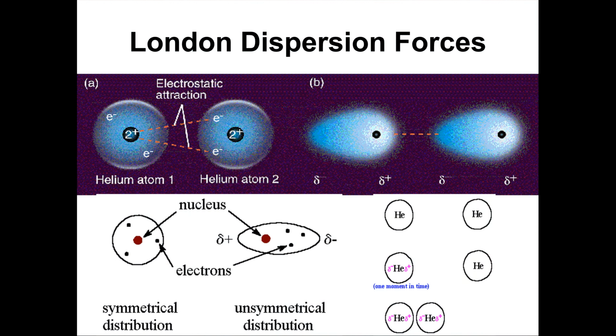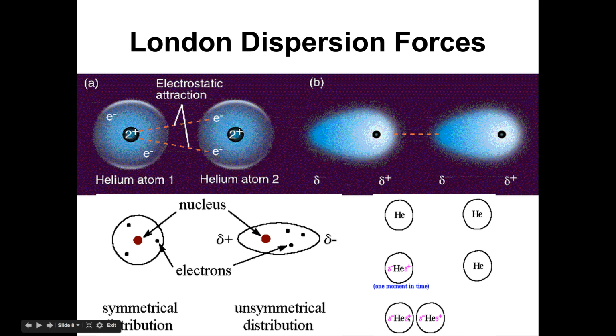And it's usually because London dispersion is between molecules that have equal distribution all the way around the outside. So here's helium atoms, but really it could be a molecule like CH4 that's the same terminal atom all the way around the molecule. So that symmetrical distribution gives you the London dispersion forces. The unsymmetrical is going to give you probably more of the dipole-dipole.